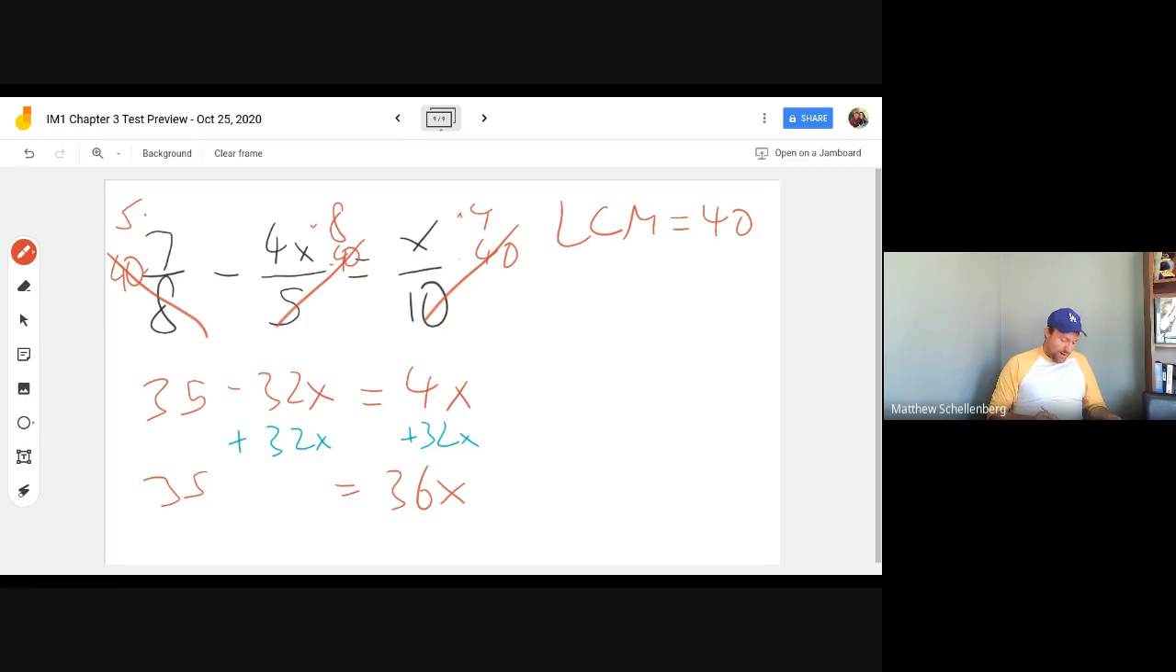My numbers didn't quite work out, but that's okay. So divide both sides by 36, and you get 35 over 36 equals x. And there you go. Let's see. We have two more.